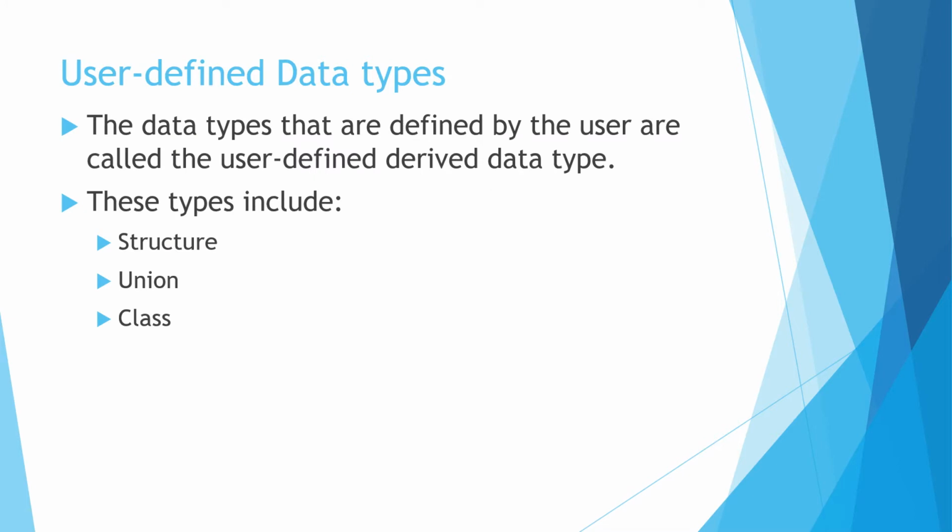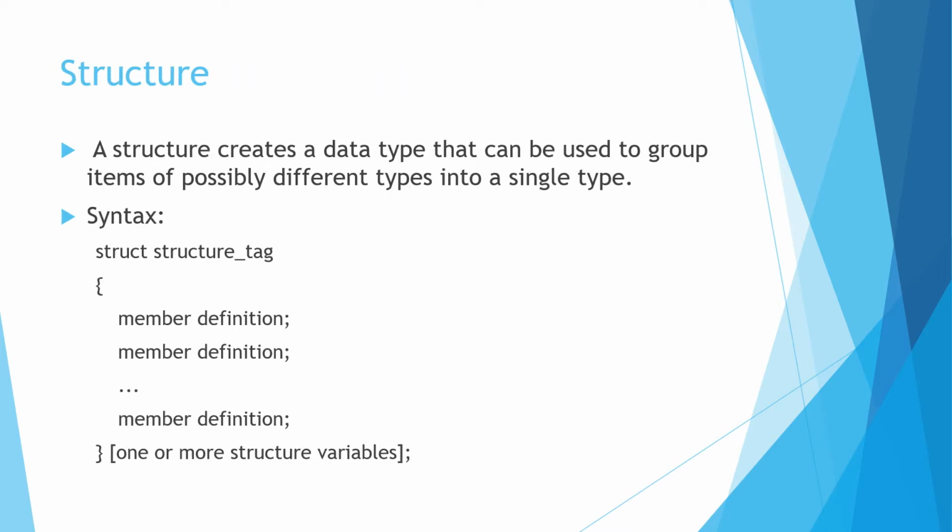User-defined data types. The data types that are defined by us or by the users are called user-defined data types, and this includes structure, union, classes, etc. Let's see what a structure is.